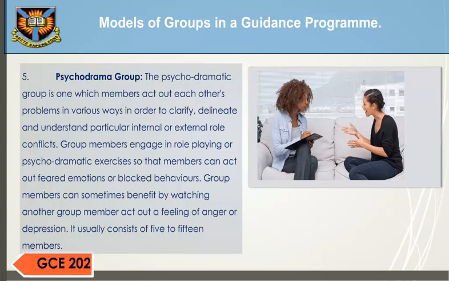5. Psychodrama group. A psychodramatic group is one in which members act out each other's problems in various ways in order to clarify, delineate, and understand particular internal or external role conflicts. Group members engage in role-playing or psychodramatic exercises so that members can act out feared emotions or blocked behaviors. Group members can sometimes benefit by watching another group member act out a feeling of anger or depression. It usually consists of 5 to 15 members.